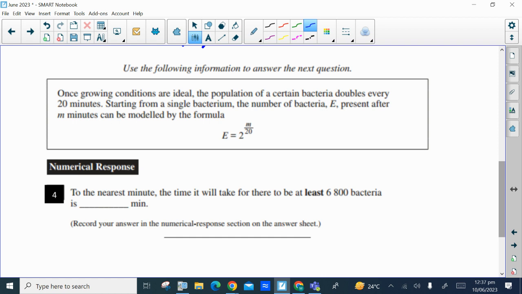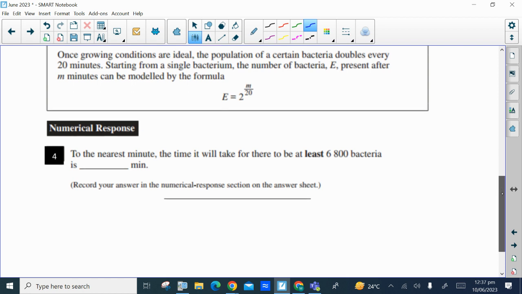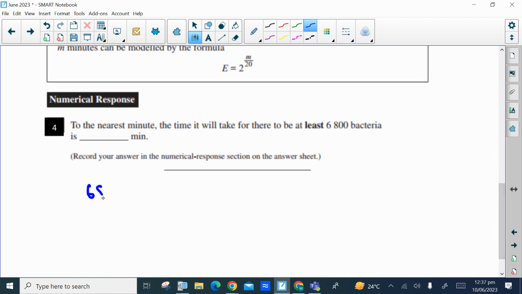Once growing conditions are ideal, the population of a certain bacteria doubles every 20 minutes. Starting from a single bacterium, the number of bacteria present after m minutes can be modeled by that formula. How long would it take for there to be at least 6,800 bacteria to the nearest minute? So the number at the end has to be 6,800.